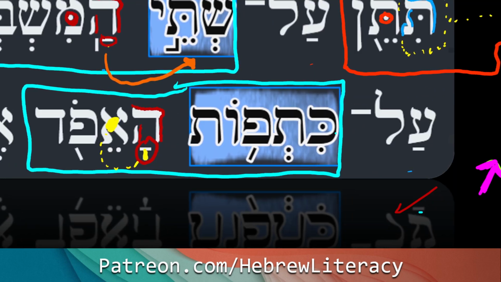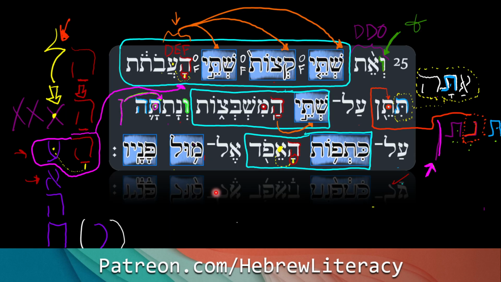Okay. So kitfot is like the shoulder and upper back portion of the ephod. So the vav comes over here. We got to get all of it in there. The definiteness. So upon kitfot ha ephod. So the ha, the shoulders and upper back portion of the ephod, of the ephod.